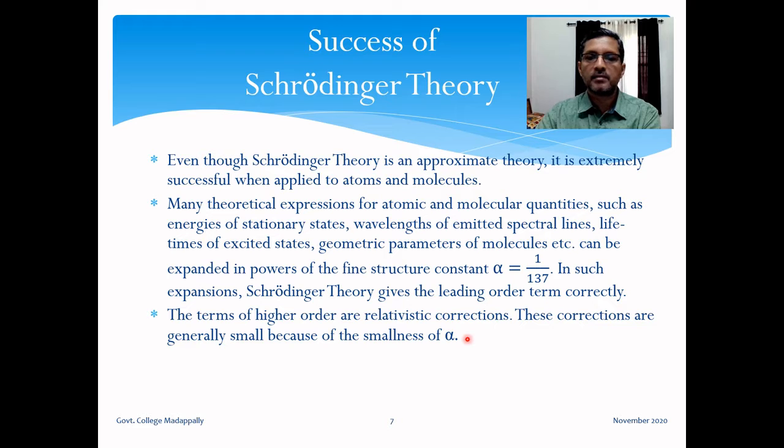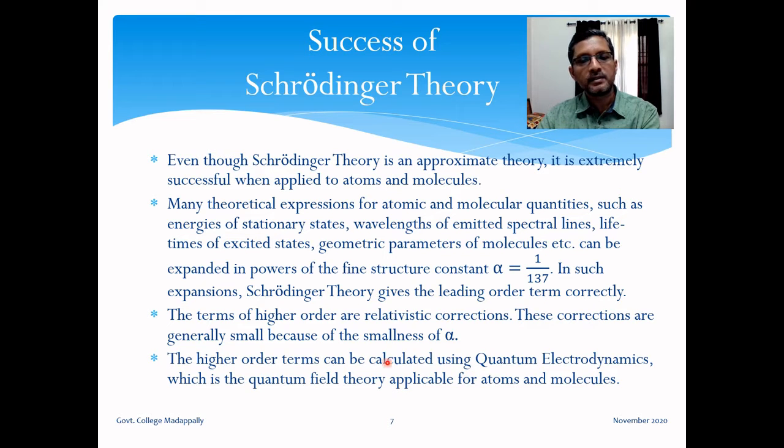So these correction terms, whether they are relativistic corrections, will be small. And these higher order terms can be calculated using quantum electrodynamics, which is the quantum field theory applicable for atoms and molecules. So the point is that even though Schrodinger's theory is an approximate theory, a non-relativistic theory where we do not discuss creation and destruction of particles, even though these two approximations are involved, it's highly successful in the realm of atoms and molecules, in atomic physics as well as molecular physics. Also in chemistry, Schrodinger's theory is extremely successful.